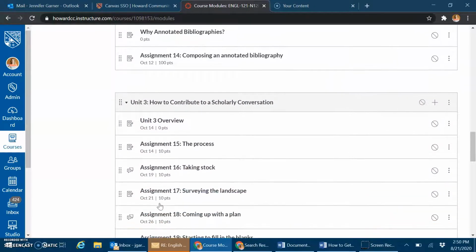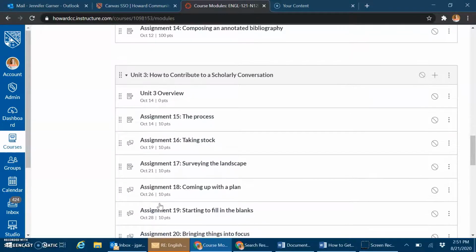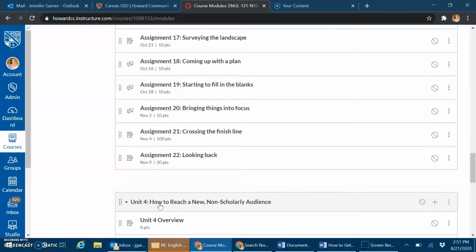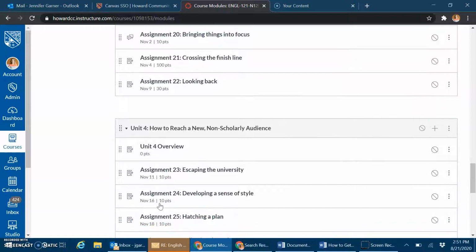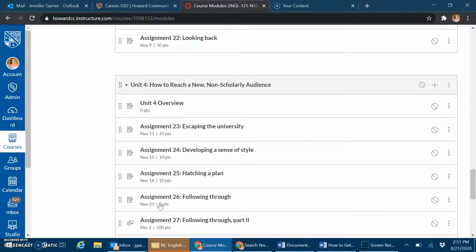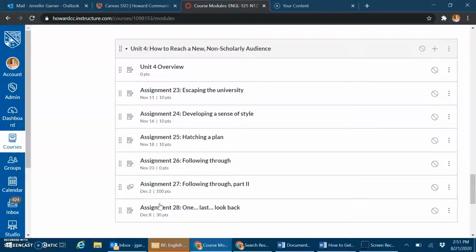Unit 3 is where we get into our big research papers, and this is how to contribute to a scholarly conversation. Your deliverable, the big assignment there, is going to be a long research paper, about 7 pages. And the final unit talks about how to reach a new non-scholarly audience. So we'll be working with the same topics, and changing that is called a genre shift. And so we'll be changing the audience from our academic essay to a different audience.